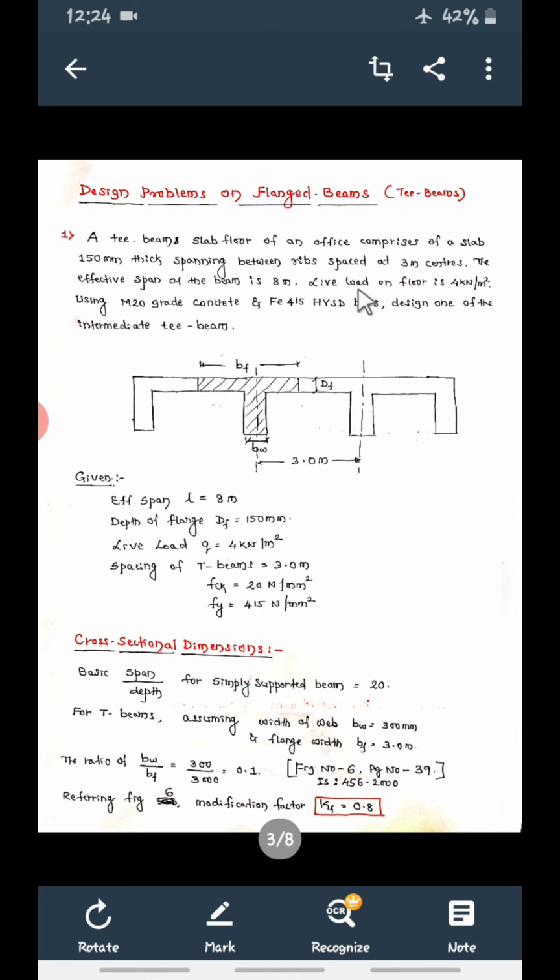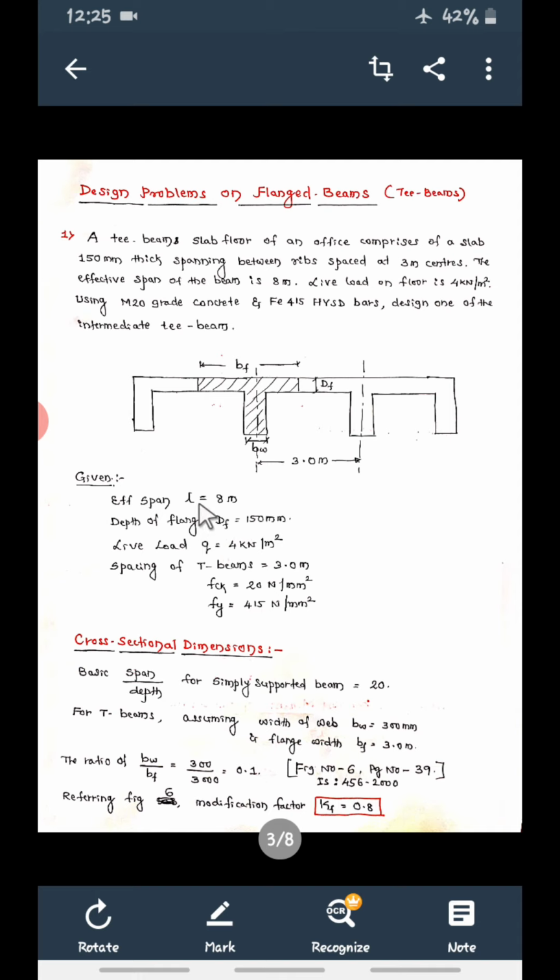Okay, the live load on the floor. Floor means over the slab. The load on the slab is 4 kilonewton per meter square. So using M20 grade concrete and Fe415 grade steel, you have to design any one of the intermediate T beams, this beam or this beam. Okay, so let us write down the given data.